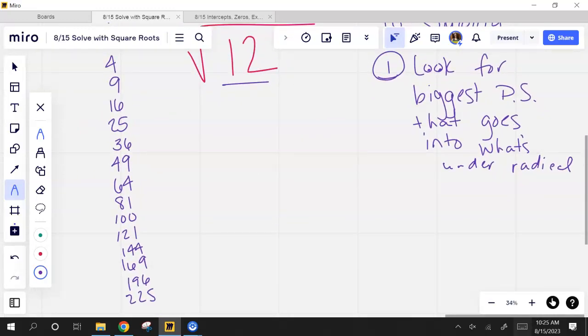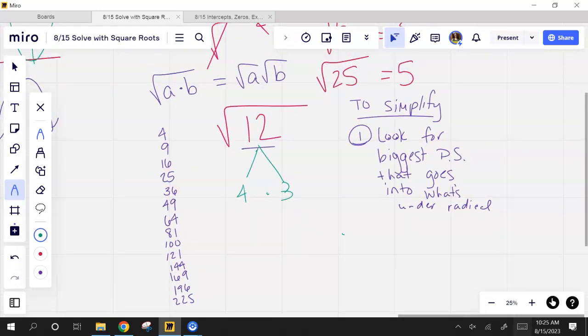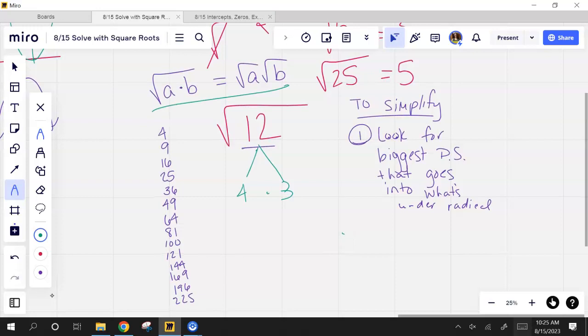So here's what I want to do. What is the biggest number, if there is one, in that list that goes into 12 with no remainder? 4. Does everybody agree? 4 times what? So this is the same thing as 4 times 3, right? But because of that property, I'm going to split it up this way: the square root of 4 times the square root of 3.